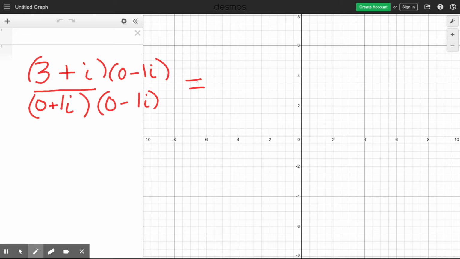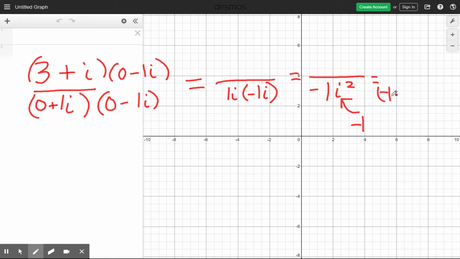Okay, so I'm going to do the denominator first. Here we have 0 + 1i, which is just 1i, and 0 - 1i is negative 1i. So we have 1i times negative 1i, which is actually negative 1i squared. But i squared we can replace with a negative 1. So that actually gives us a negative 1 times a negative 1 in the denominator, which is just a positive 1.